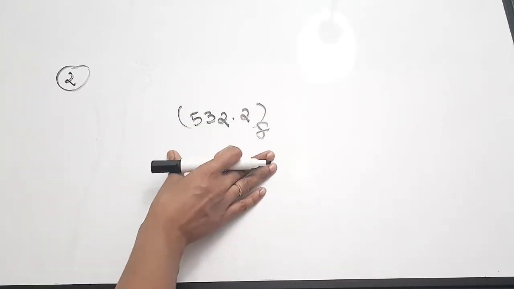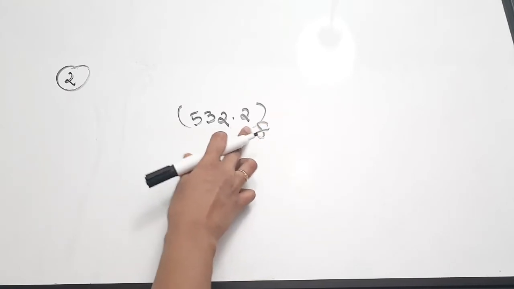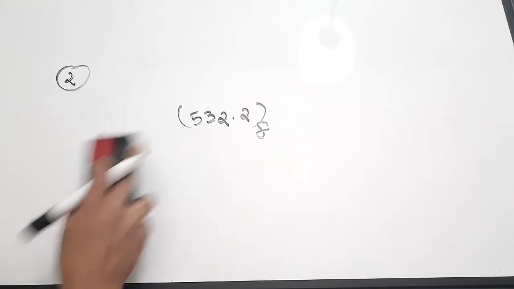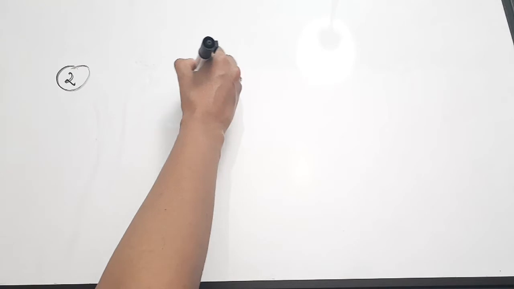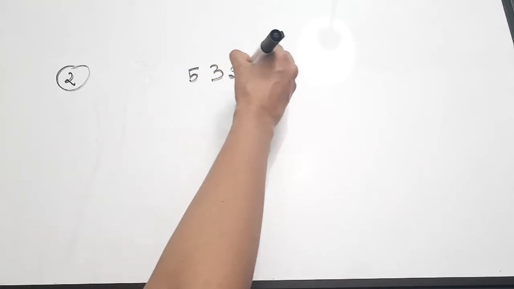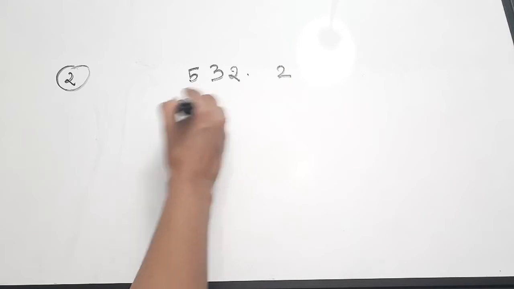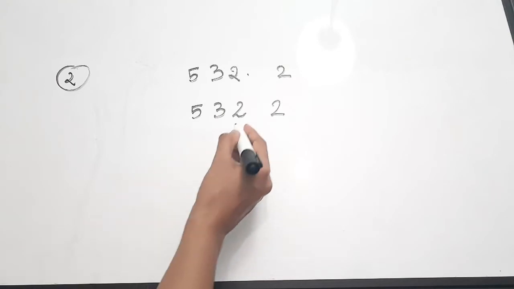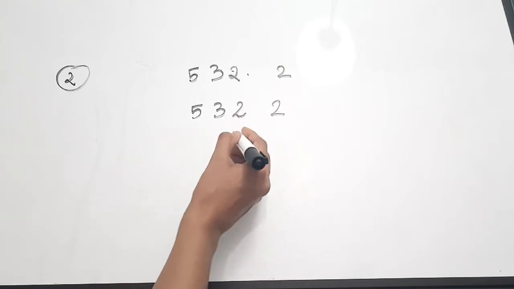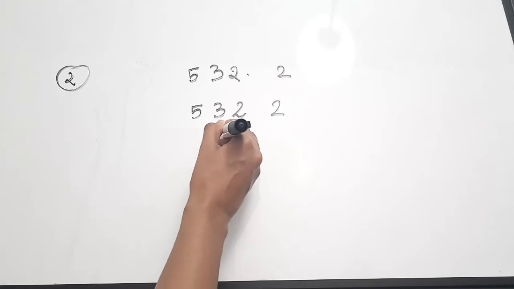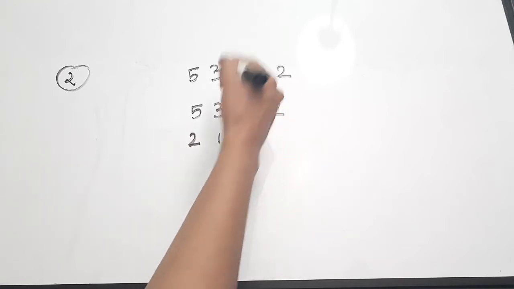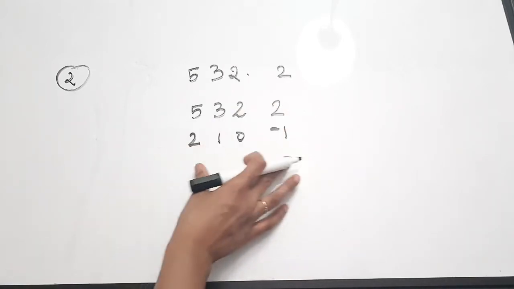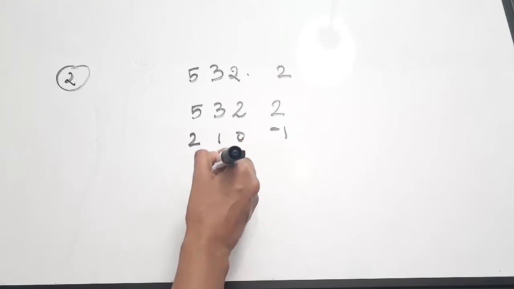How to convert a number from octal to decimal is by multiplying these digits with the powers of 8. I'll write the octal number once again: 532.2. The digits are 5, 3, 2 and 2. I'm going to write the position values 0, 1 and 2. Since it is after the decimal point, it is minus 1. Now represent these position values as powers of 8: 8 raised to 0, 8 raised to 1, 8 square.